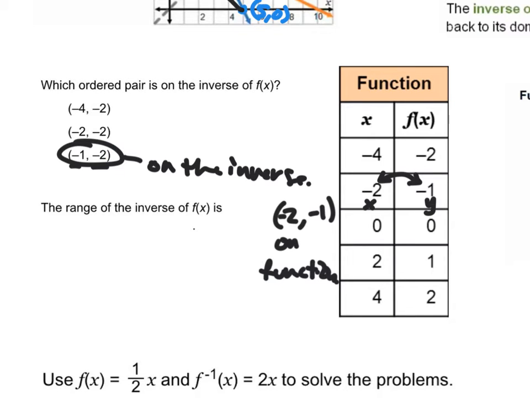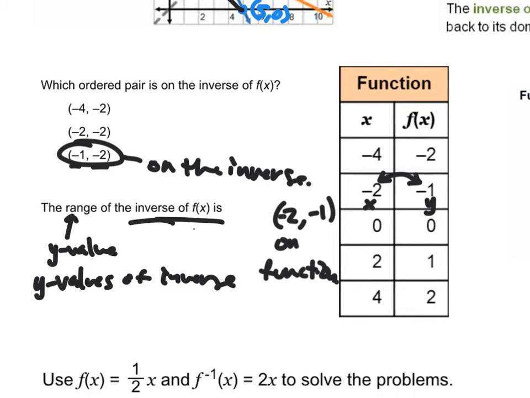Then it wants to know the range of the inverse of f of x. If I want the range, that means the y values of the inverse. Remember, inverse means you switch your x and y values. Let me write this: the y values of the inverse are the x values of the function. So if I wanted to find the range of the inverse, I want to look at the x values on my function.